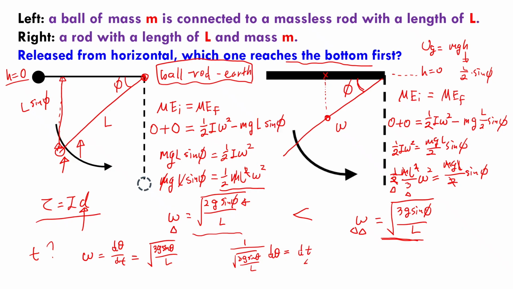We can find the time from this equation if we take the integration on both sides. But the problem is this is a very complicated integration. This is actually one type of integration called elliptic integration. There is no analytical solution for the time. So that's why I said many college professors cannot solve this question completely.